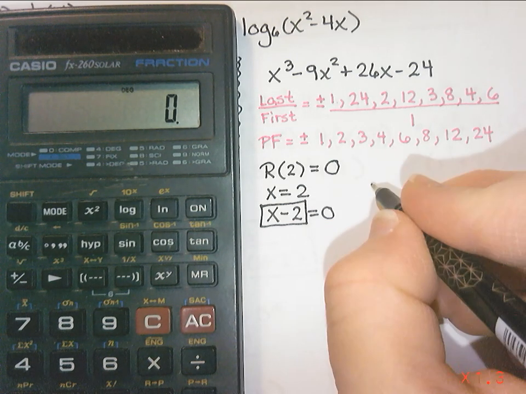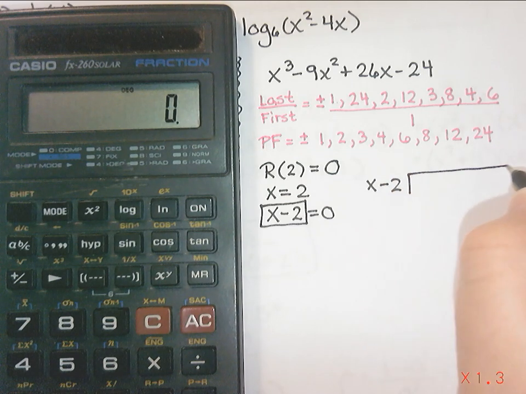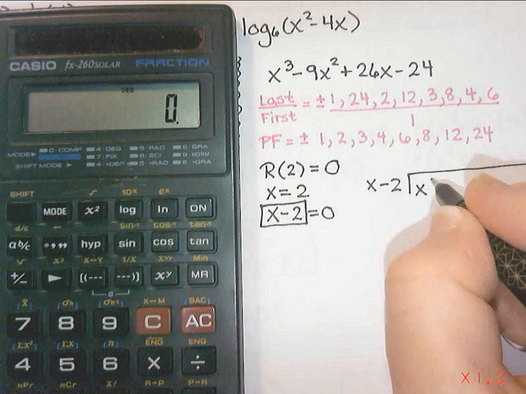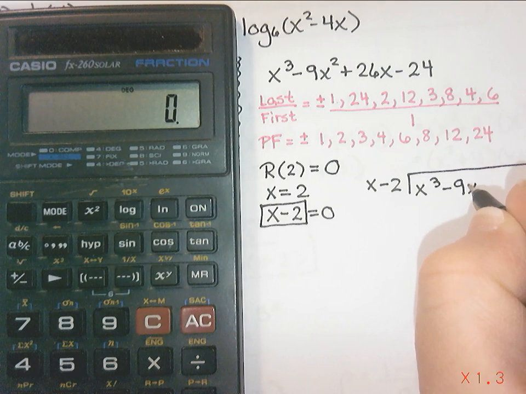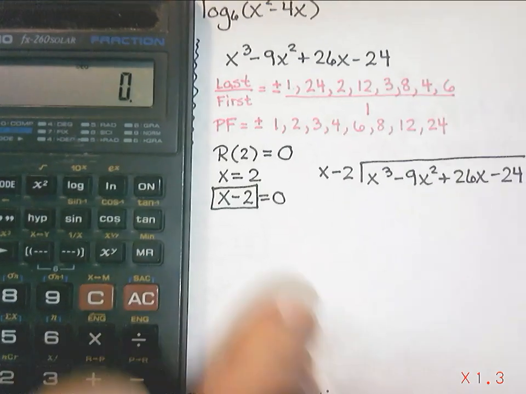To get the rest, I am going to do some long division and see how many times does x minus 2 go into x cubed minus 9x squared plus 26x minus 24. Oops, I'm going to slide that back over. You don't need to see the calculator anymore.